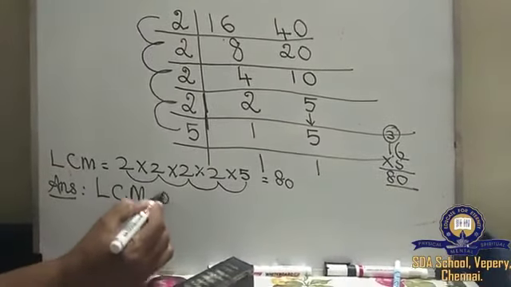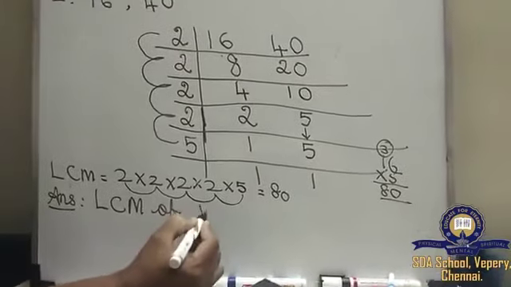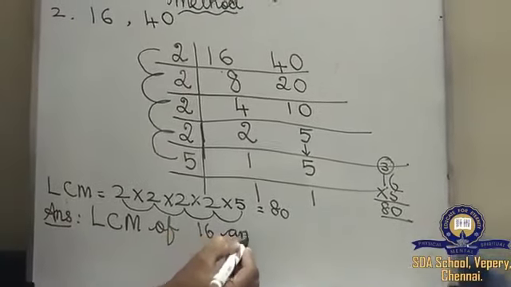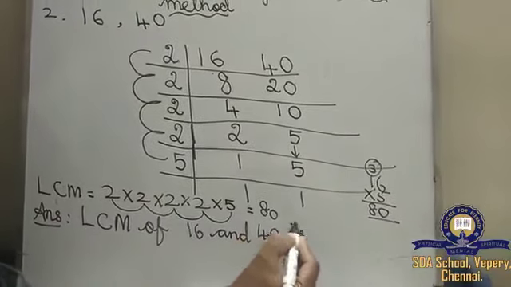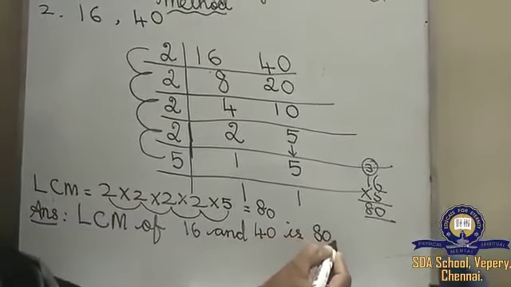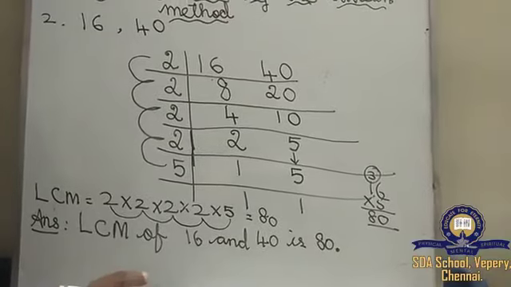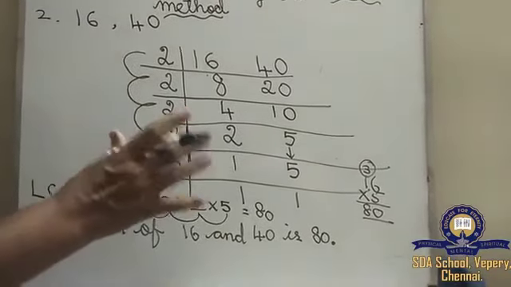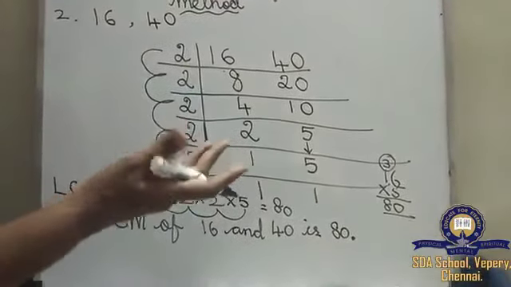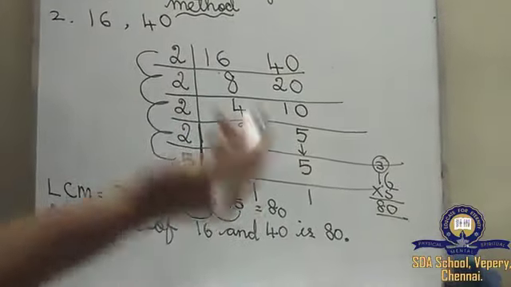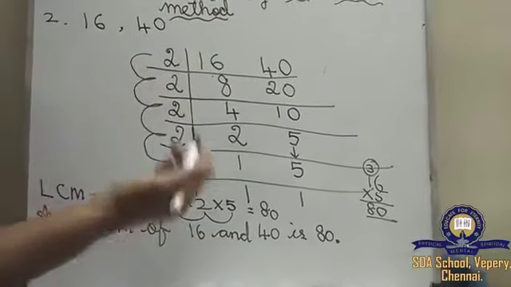LCM of 16 and 40 is 80. Understood children? I think you are all thorough in these sums. So any sums that are remaining, you can do in your rough note and practice so that it will be very easy.